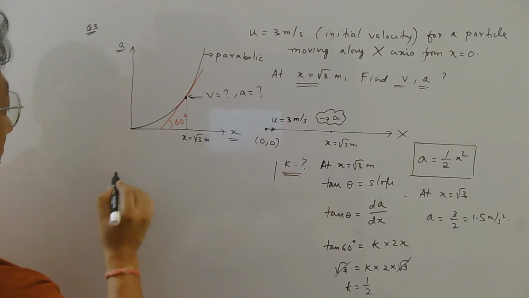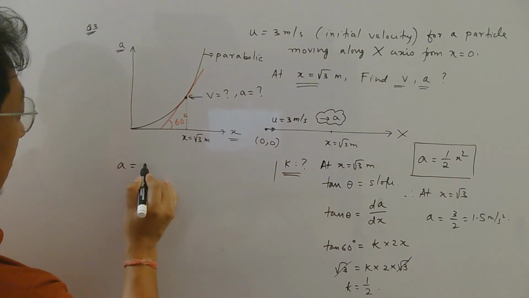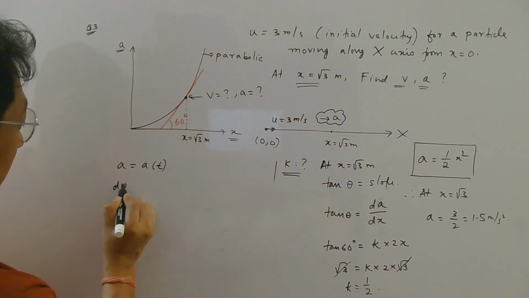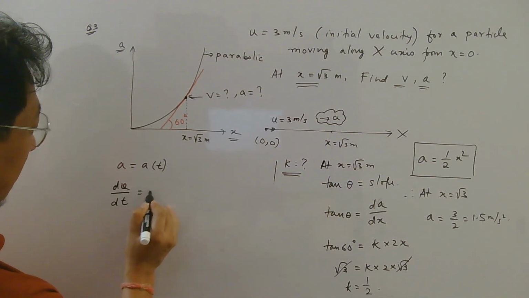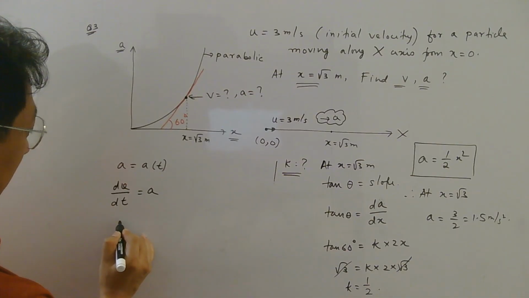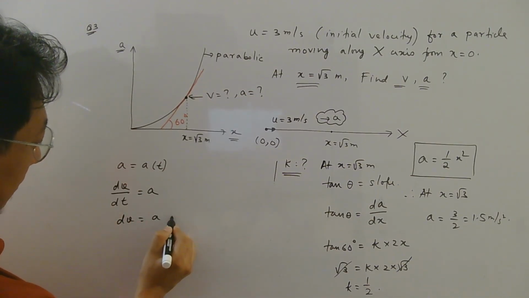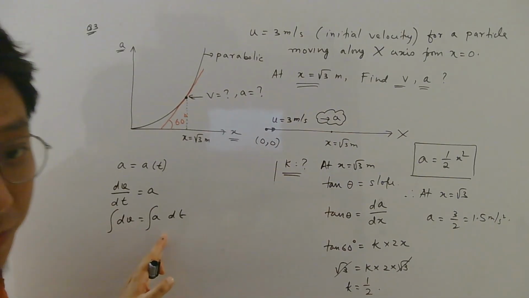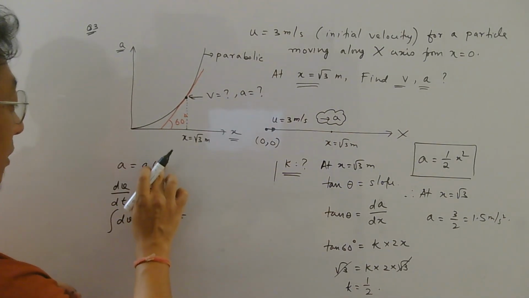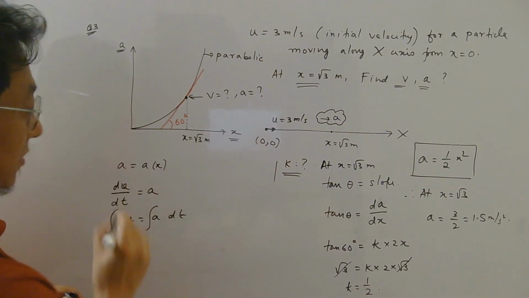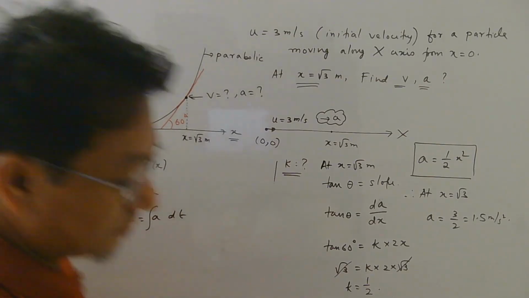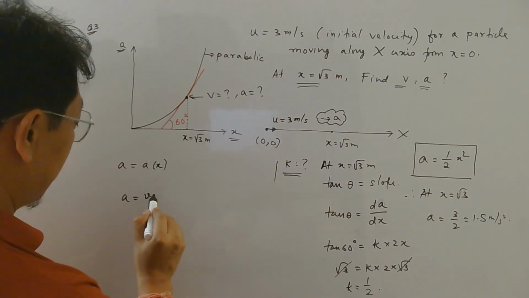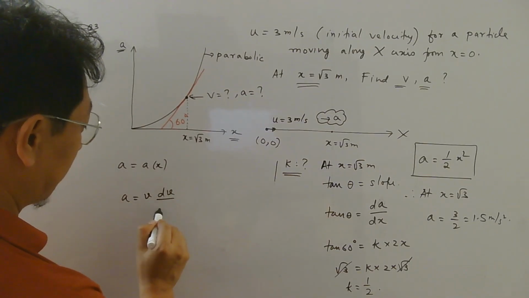Well, normally if acceleration is in terms of time, then we write acceleration as dv by dt, isn't it? Then we cross multiply, and then we integrate to find velocity in terms of time. But here acceleration is a function of x. So that time we should use this formula for acceleration, v into dv by dx.